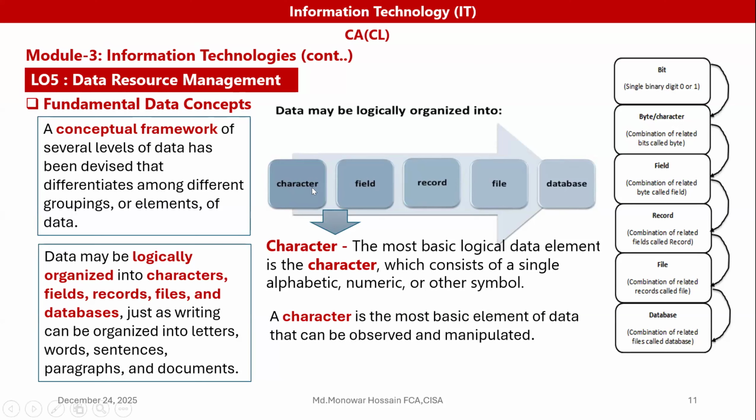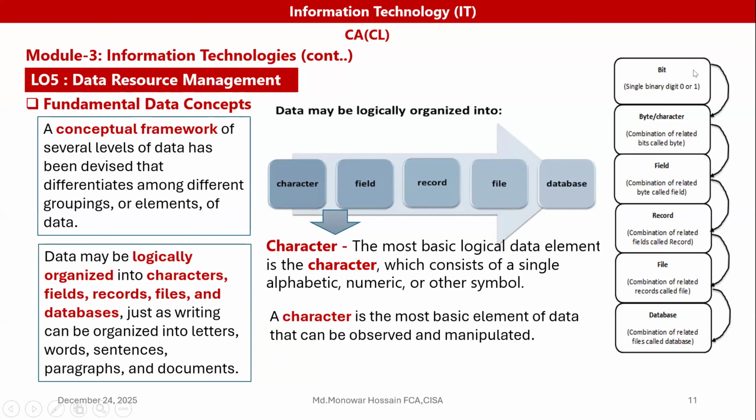Look here: character, field, record, file, database. Character is the most basic logical data element, which consists of a single alphabetic, numeric, or symbol character. We know that a character is the most basic element of data that can be observed and manipulated.